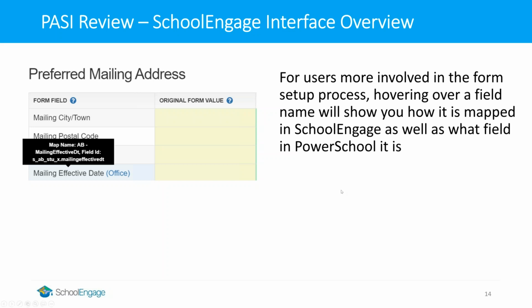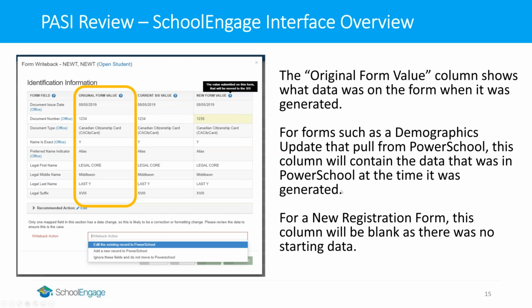Moving on to the next section is the original form value column. This is going to show the data as it appeared on the form when the parents first received it. So when they first opened it, what is there? On a new registration form, there's going to be very minimal data here. It'll generally be blank because the parent is filling it out for the first time, other than maybe the parent's name and some very basic information pulled from their profile.